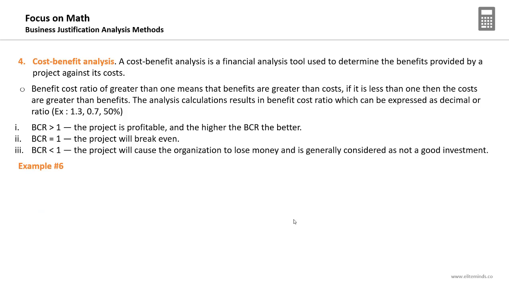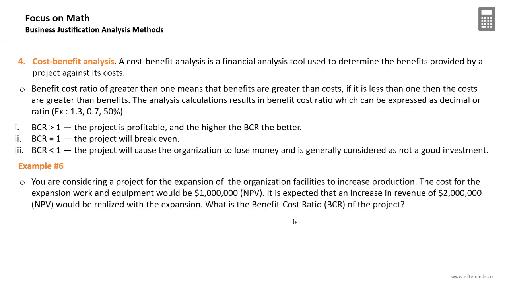An example on the benefit cost ratio: you are considering a project for the expansion of the organization's facilities to increase production. The cost for the expansion work and the equipment would be around $1 million net present value. It is expected that an increase in revenue of $2 million NPV would be realized with this expansion. What is the benefit cost ratio of this project?